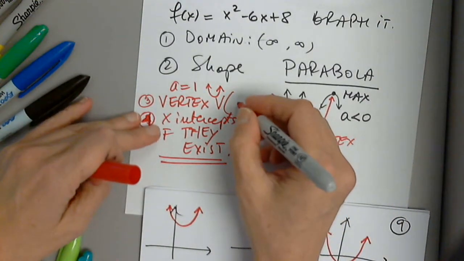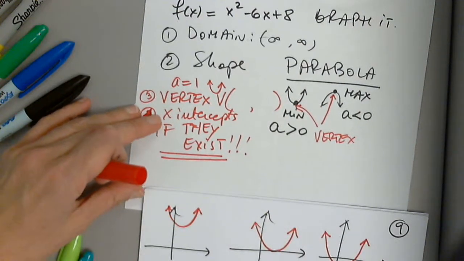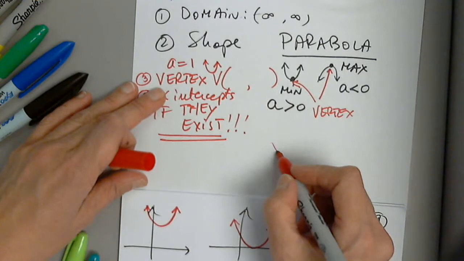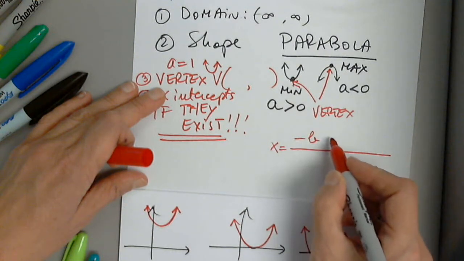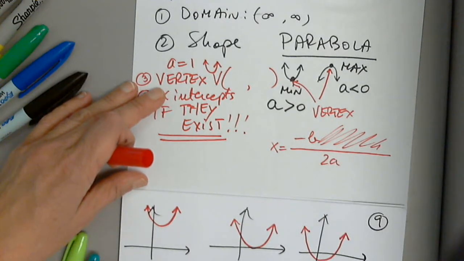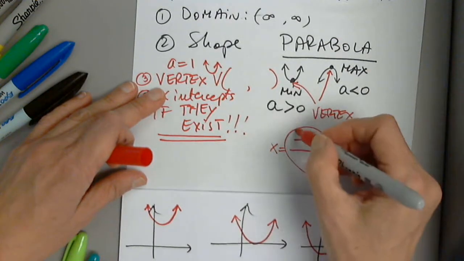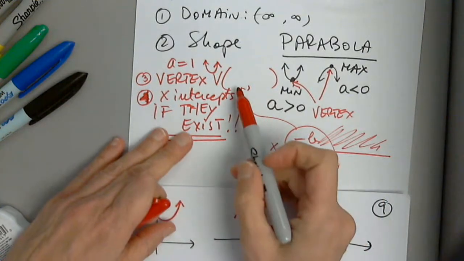The x-coordinate of the vertex is important. Easy to remember. Do you remember when we solve a quadratic equation by the quadratic formula? We have negative b, something follows over 2a, right? This is the x-coordinate of the vertex. Easy to remember. Just negative b over 2a. The rest is part of the quadratic formula, not part of the vertex. So let's determine negative b over 2a.